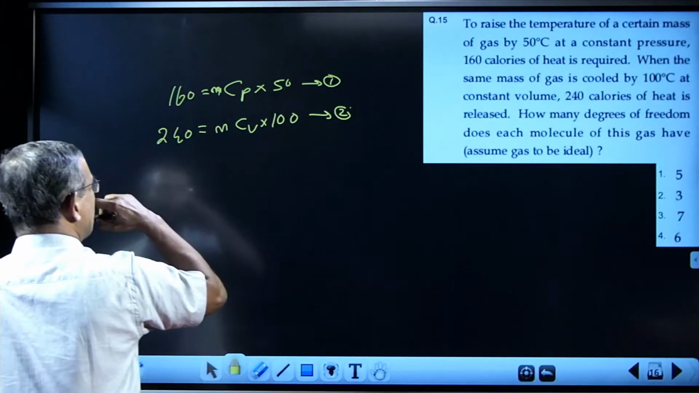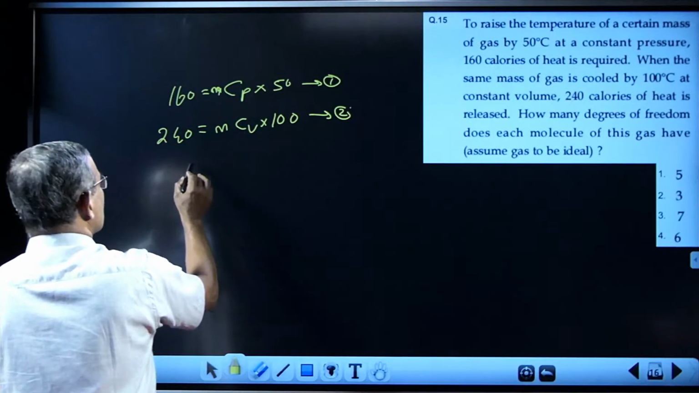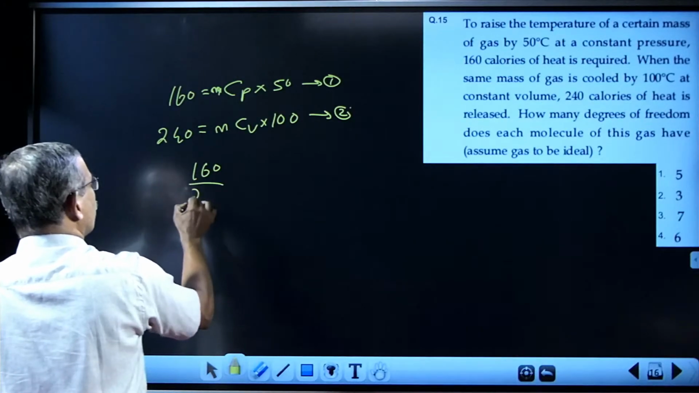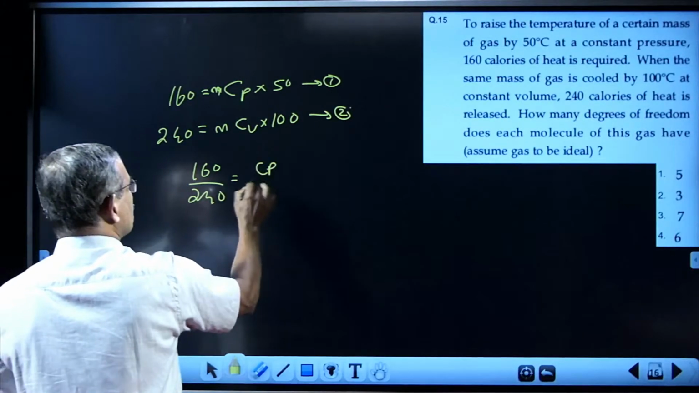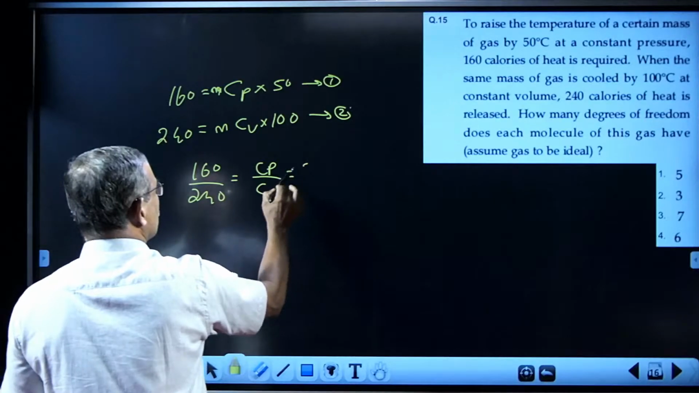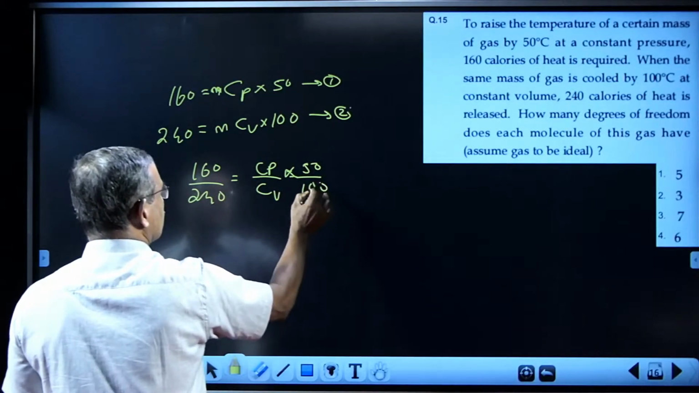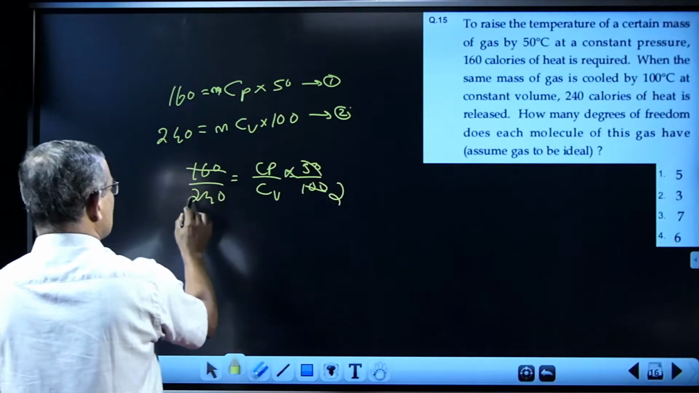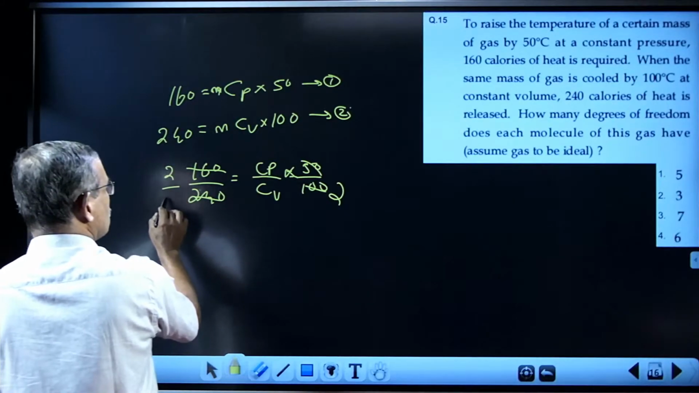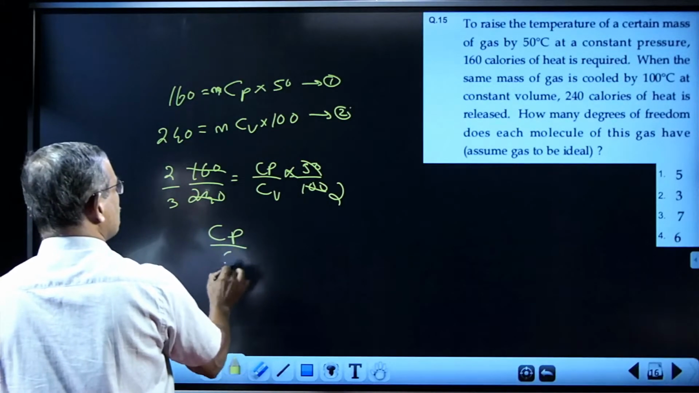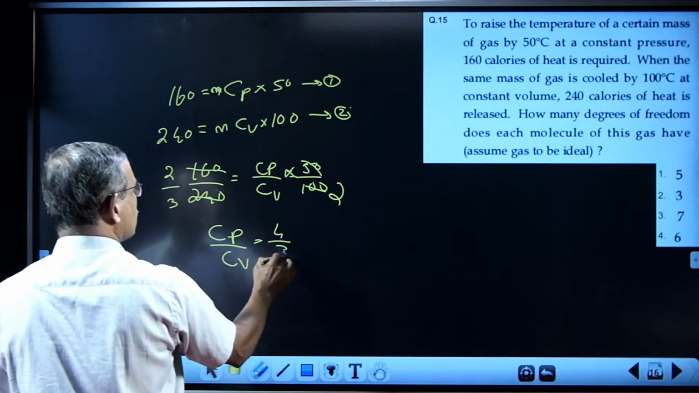Dividing, 160 by 240 is equal to Cp by Cv into 50 by 100. So Cp by Cv is equal to 4 by 3.